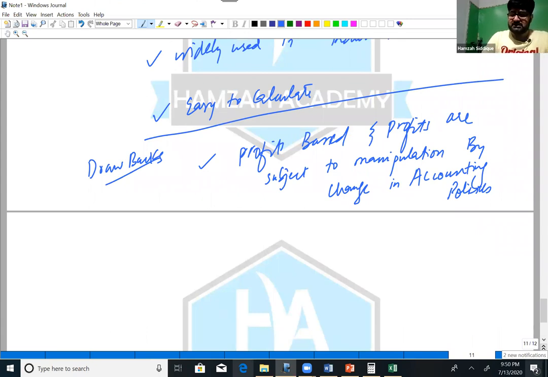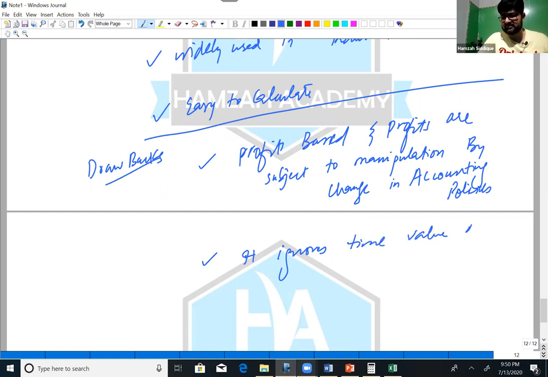Now, it is based on past. It ignores time value of money. So you see, we just simply add profits and divide. We do not consider profit arising after 2 years. It may not have the same value today. We are simply adding up. It ignores time value of money.